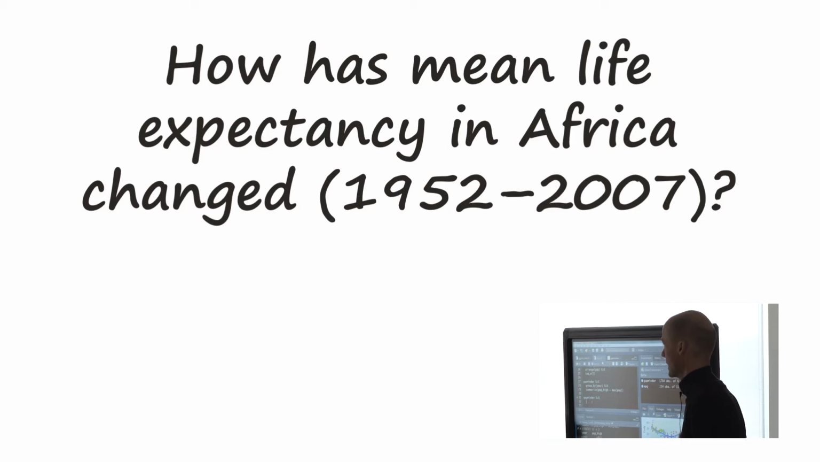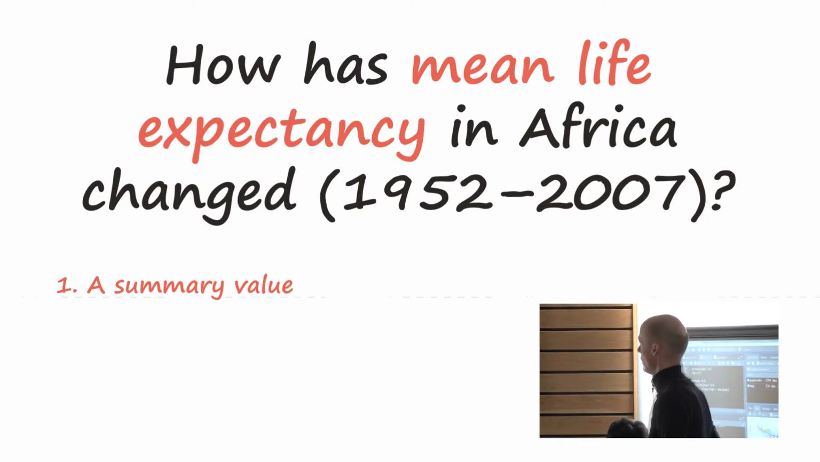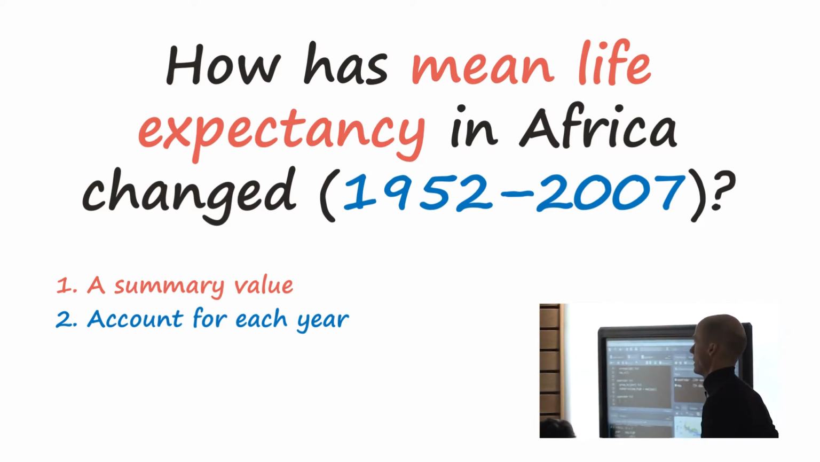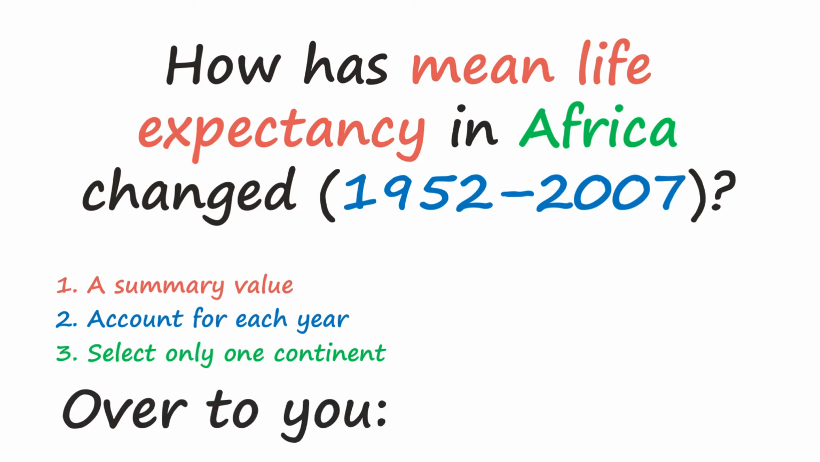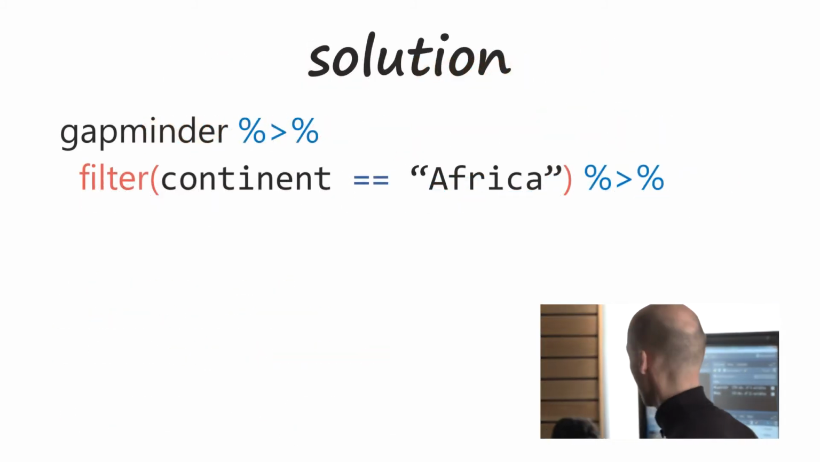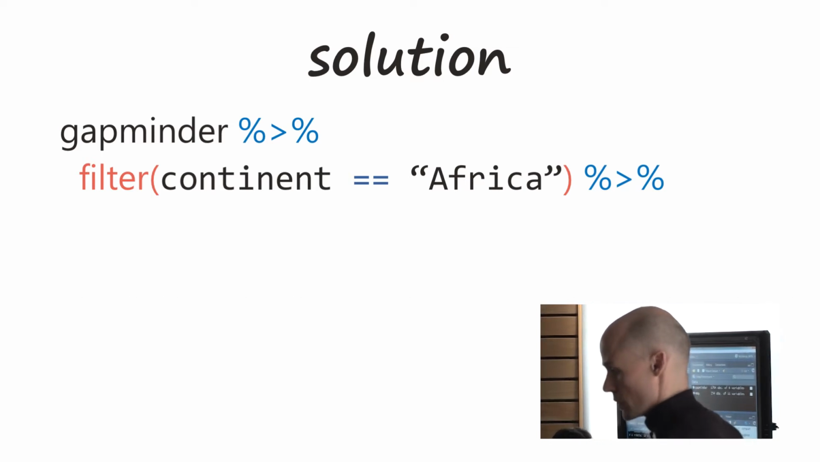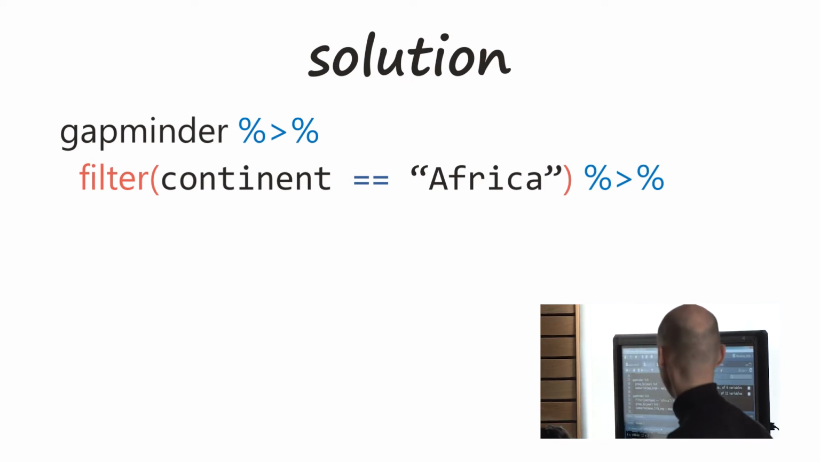Move on to question 5, which is, how has mean life expectancy in Africa changed over the years 1952 to 2007? So mean life expectancy means we need a summary value. We've also got a number of years here, so we'll need to account for each year. And we've also just got the African continent. So we want to filter observations equal to, so that's double equal, and then inverted commas, because it's a text field, we want Africa with a capital A.